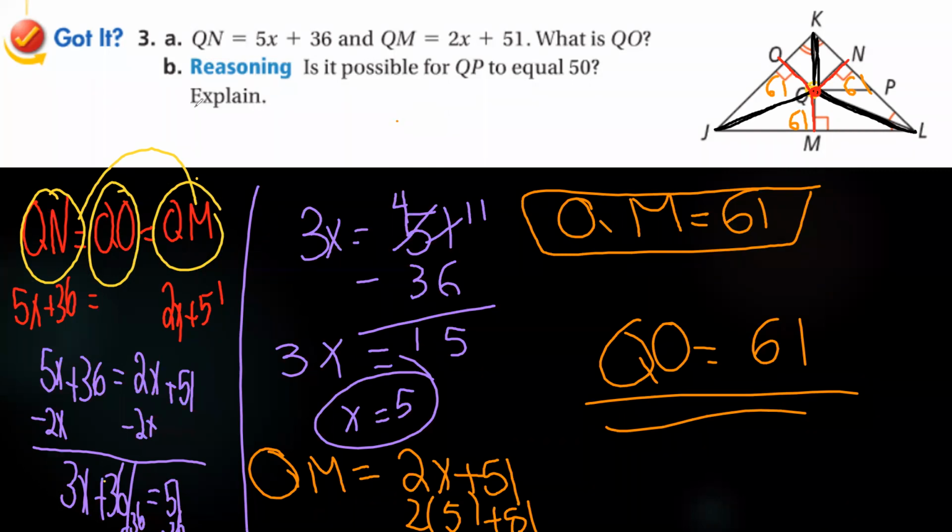Miss, problem 2 we did not take, correct? It is possible for QP to equal 50. Explain. Here, no, because it is 2x plus 51, so it must be greater than 51.